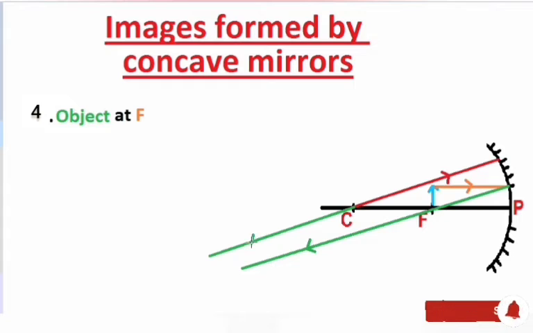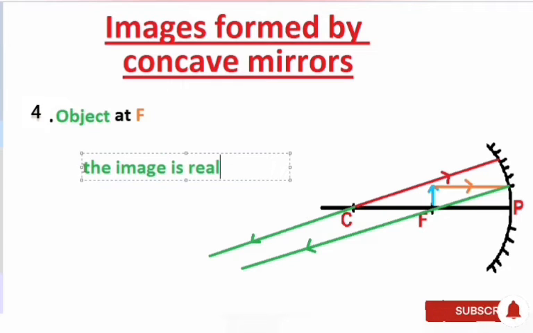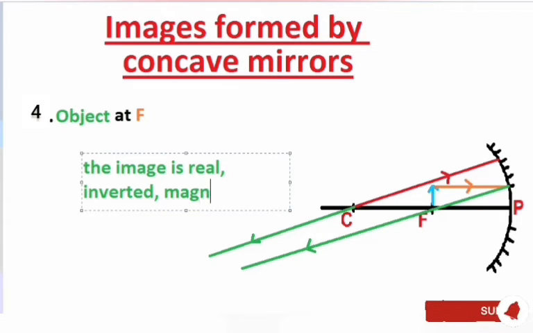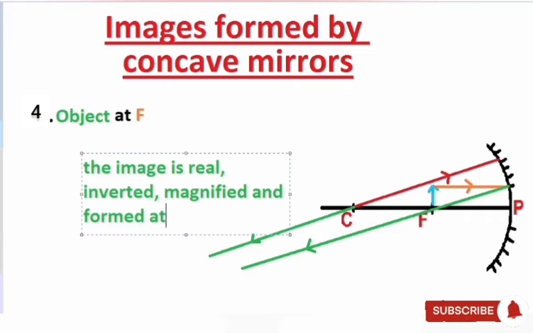Now you can see from here that these rays can never intersect each other. Since the rays can never intersect each other, we say that the image is real, inverted, magnified, and formed at infinity. So because the image is so large, it will be formed at infinity.